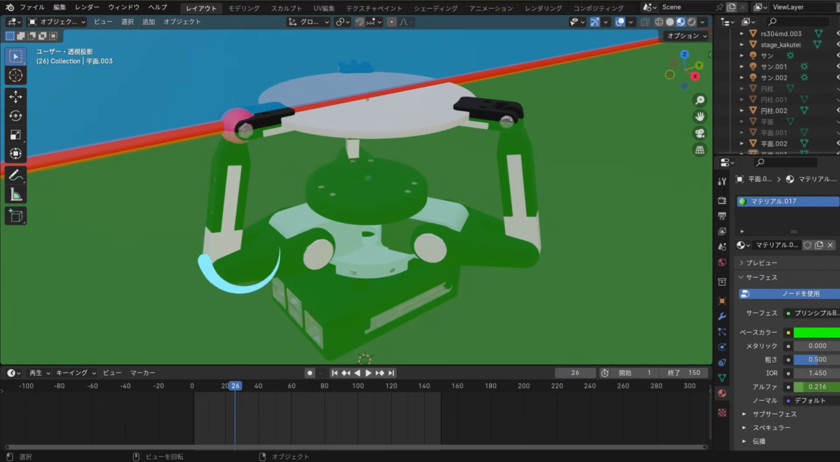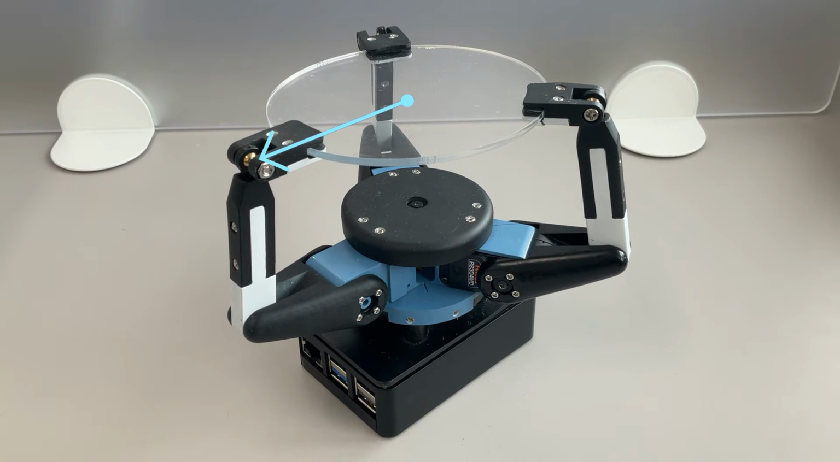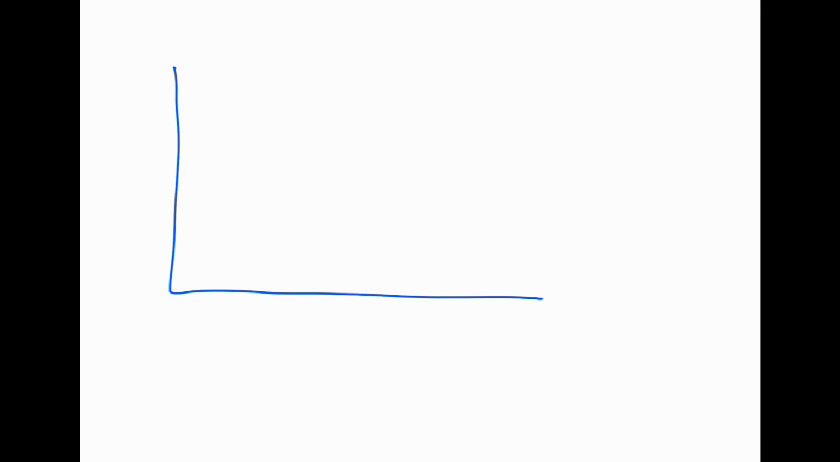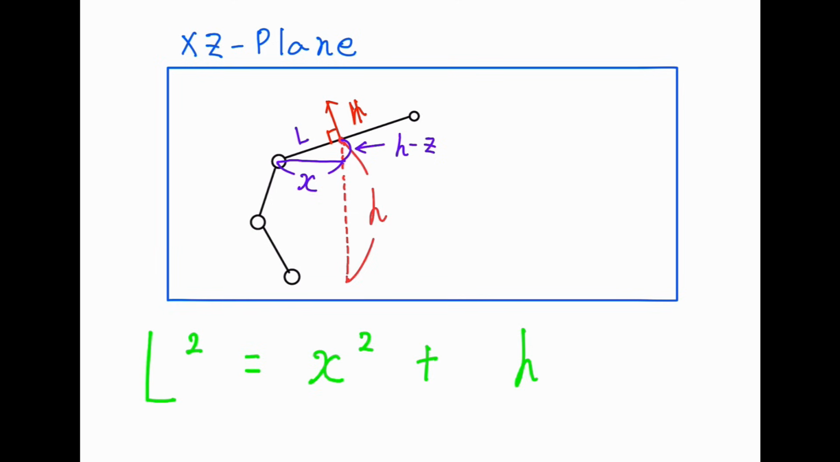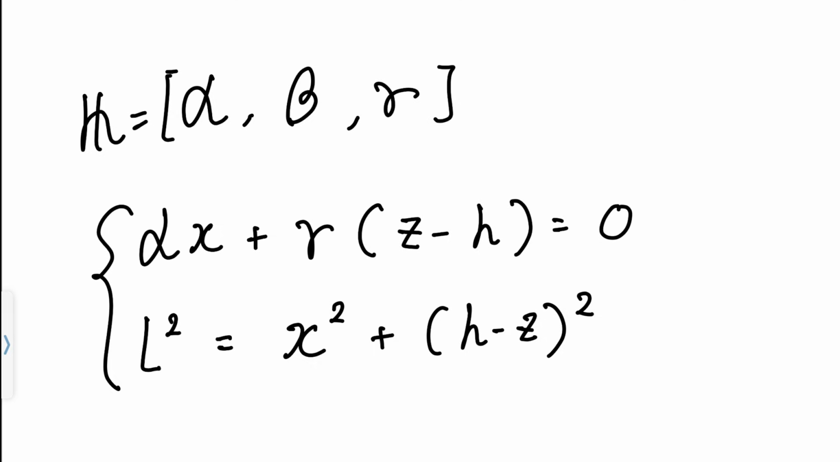What we need is not the line, but a point. So we need to find another condition. Look at this robot. The distance from the center of the platform to the coordinates of the ball joint is always constant. Therefore, let's denote this distance as L. As we can see from this diagram, the length of this side is x, the length of this side is h − z, and this is L. Using the Pythagorean theorem, we obtain the following equation. By solving this equation together with the previous equation, we can determine the coordinates.